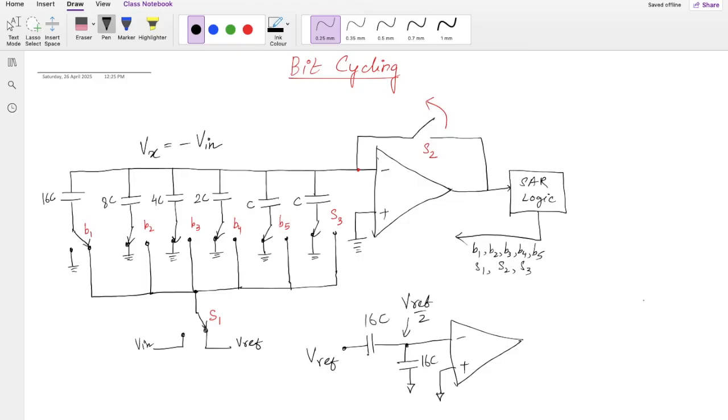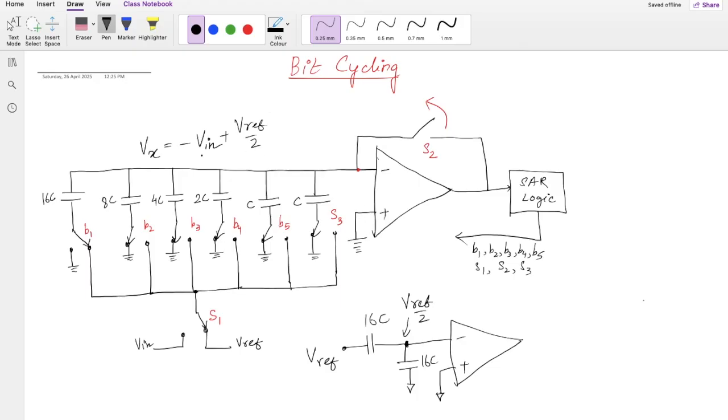But now, because in this case this voltage was already minus Vin, what happens is that it is just the superposition of this one and this one. So when my Vx is already minus Vin and I turn these switches from 0 to 1, the voltage is simply going to get added, Vref by 2. So now we have the Vx as Vref by 2. Now I can compare it with this voltage.